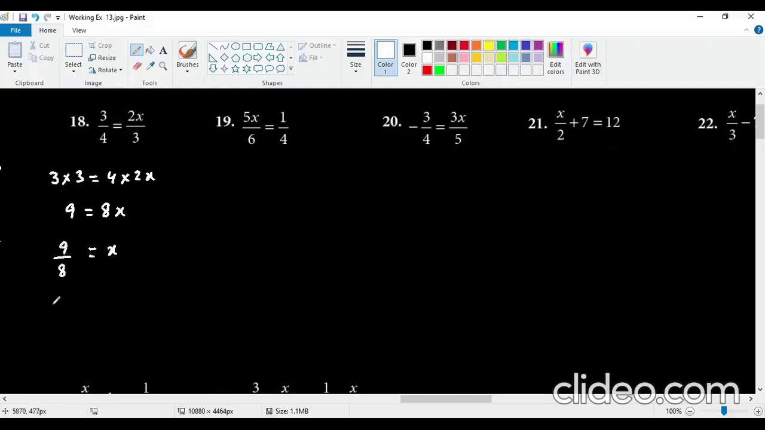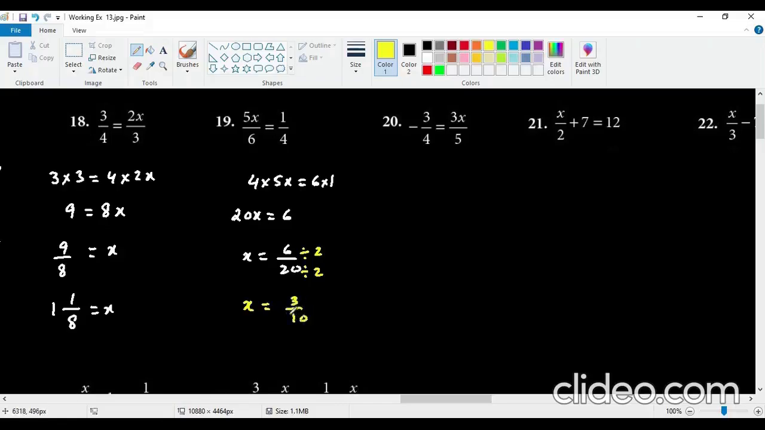That means once you have it in mixed fraction, you will have 8 times 1 is 8, and 1 is the remainder, and this is going to be your answer. When it comes to question number 19, it is going to be 4 times 5x equals 6 times 1. That means 20x equals 6. That means x equals 6 over 20. And since both the numbers can be further divided by 2, what you can write is x equals 3 over 10 as an answer to this question.